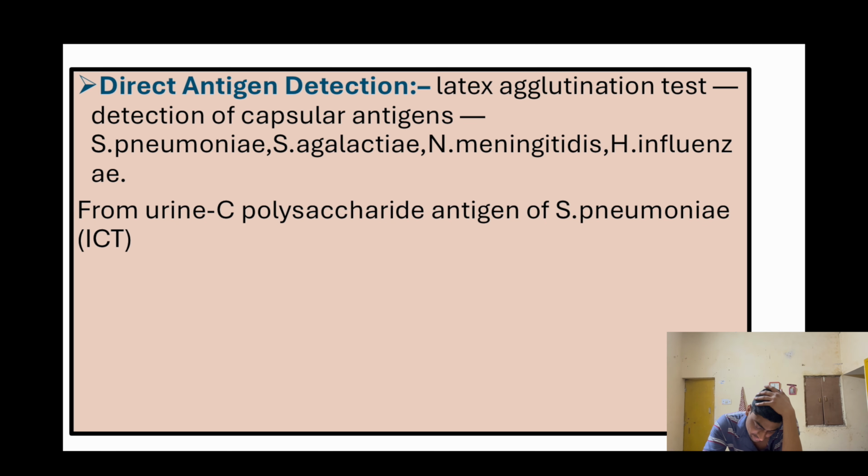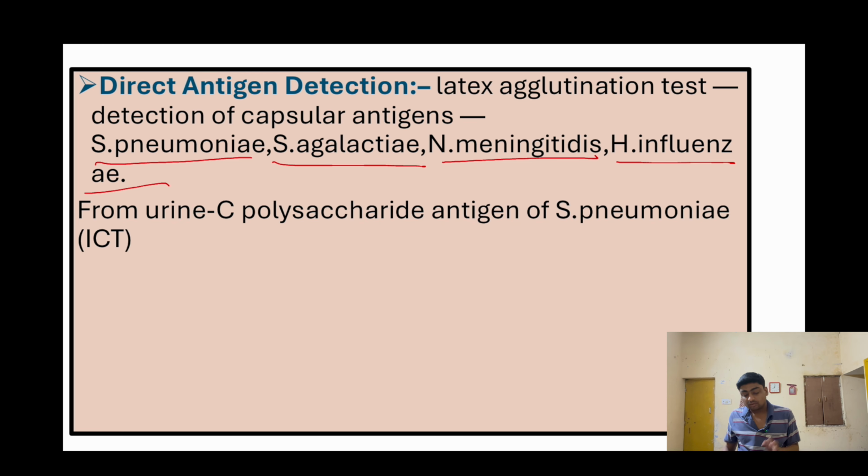Now, the other lab diagnosis we have is direct antigen detection. How do we detect the antigen? It is by the latex agglutination test. In the latex agglutination test, we detect the capsular antigens of Streptococcus pneumoniae, Streptococcus agalactiae, Neisseria meningitidis, and Haemophilus influenzae.